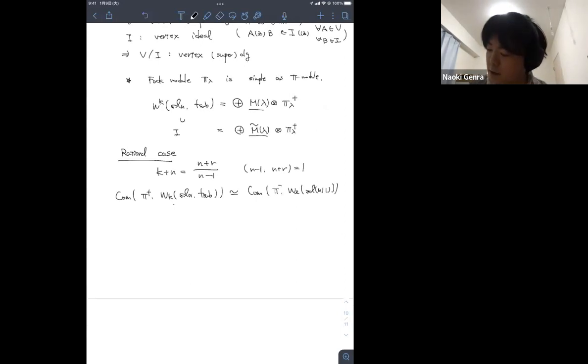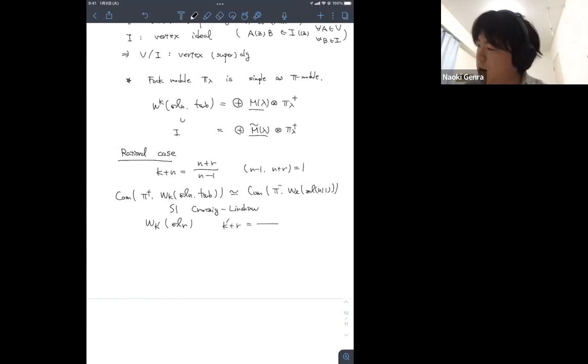But by Creutzig and Linshaw, they prove that this commutant is also isomorphic to a simple quotient of a principal W algebra at level k prime of sl_r. And k prime plus r equals, I forgot, maybe r plus one, r plus n, maybe. And this is some level-rank duality.